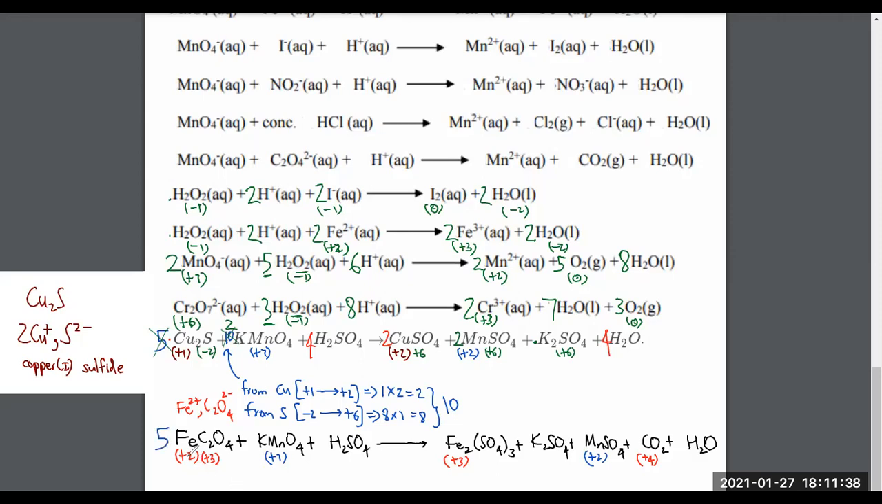Okay. Iron from +2 to +3, 1. Carbon from +3 to +4, that is 1, but there are 2 carbon atoms. Therefore, 2. From iron, we will be getting 1. From carbon, we will be getting 2. Therefore, I have to put a 3 here. Hope you guys understood that.